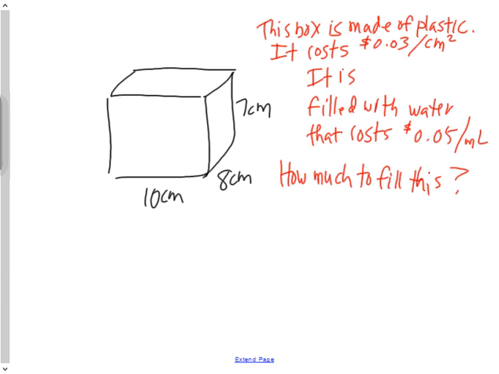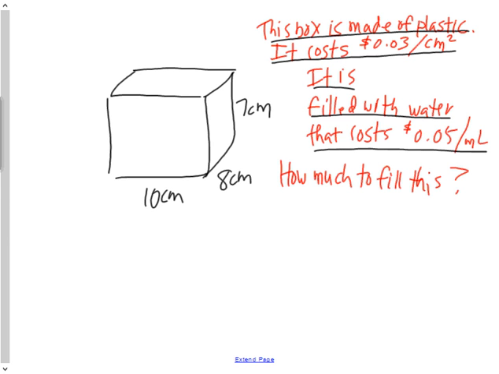And if we look at this particular sentence right here, this box is made of plastic and it costs 3 cents per centimeter squared. That is the surface area of the particular box. Surface area has nothing to do with how much water this box can hold. This statement, it is filled with water that costs 5 cents, has to do with the volume. So what we have to do is calculate the volume of this box, and since it's a rectangular prism, it's still going to be area of the base multiplied by the height of the prism. That's the formula for all of them.